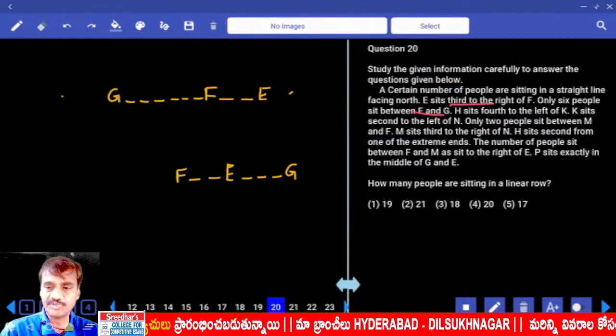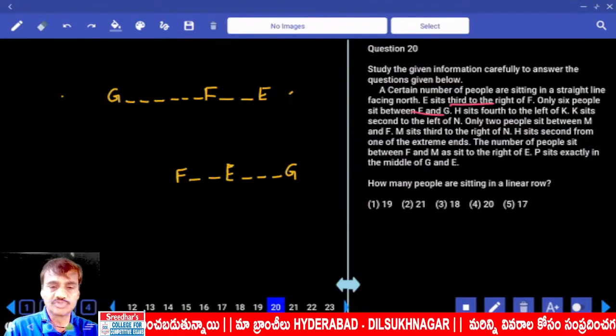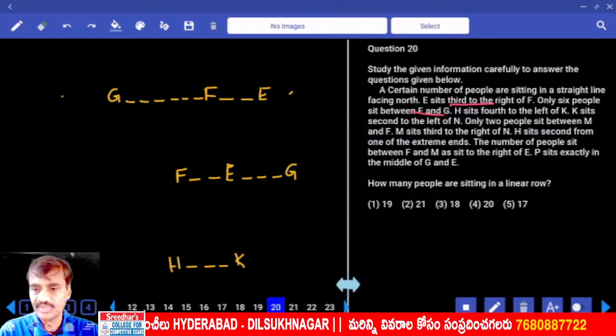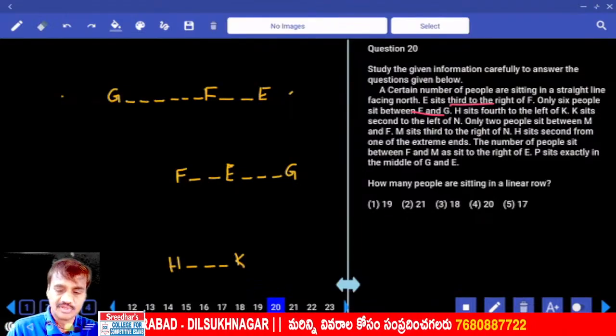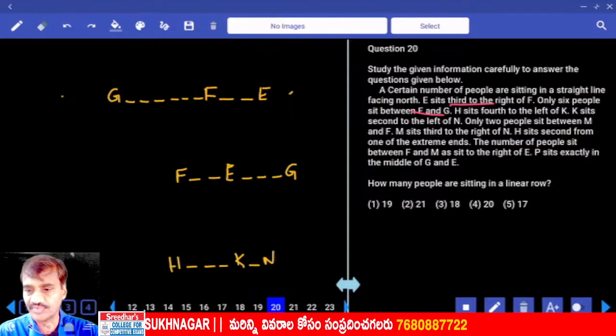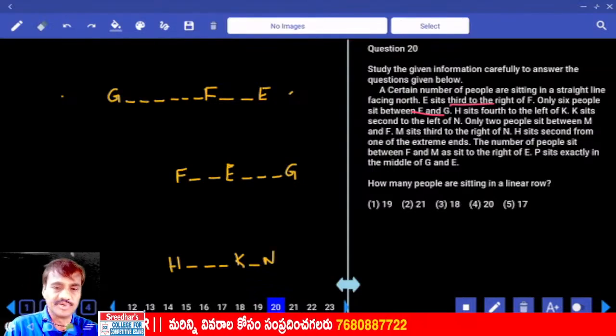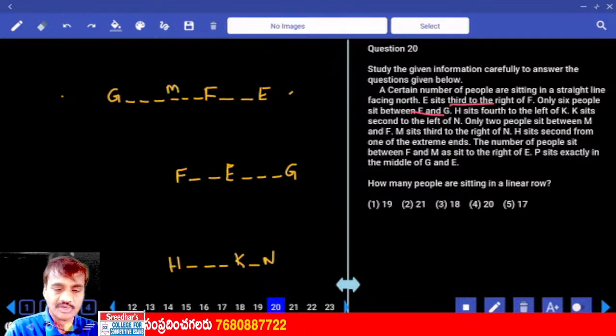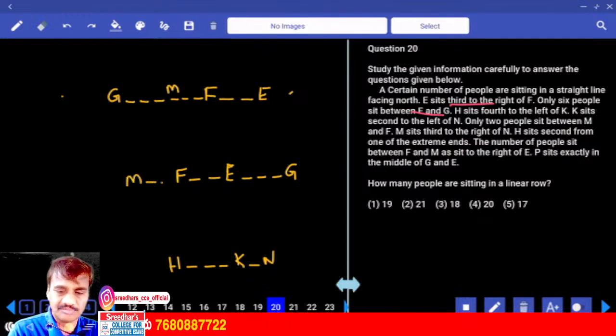Then only 6 people between F and E. H is 4 to the left of K. Where is this H? H is 4 to the left of K. K sits second to the left of N. Now K is seated second to the left of N. And only 2 people between M and F. Now in between M and F, how many people? There are exactly 2 people. M is here.